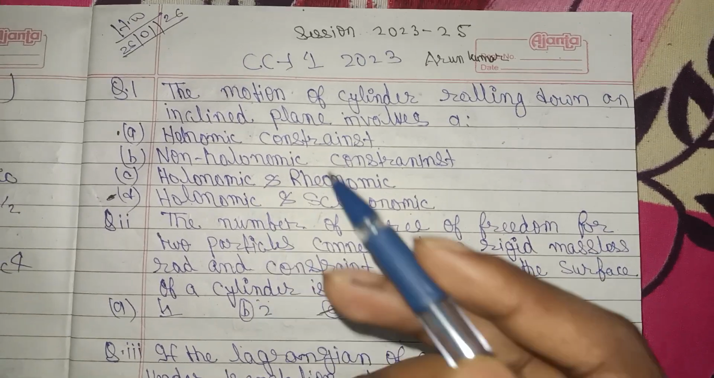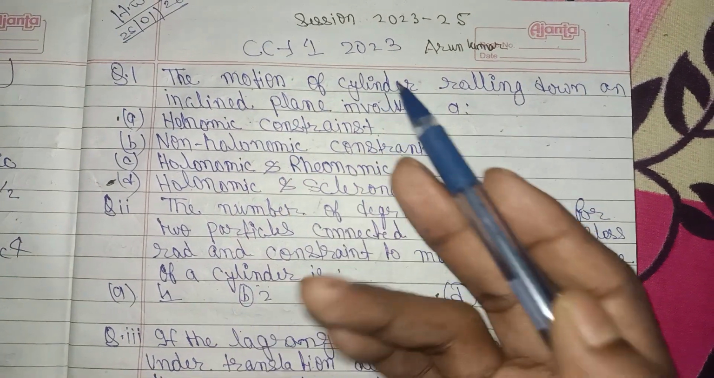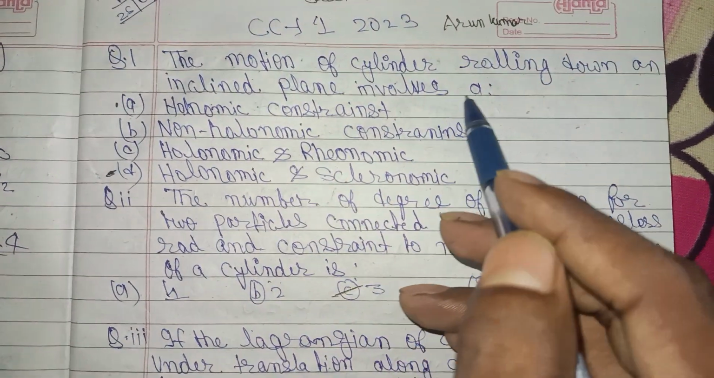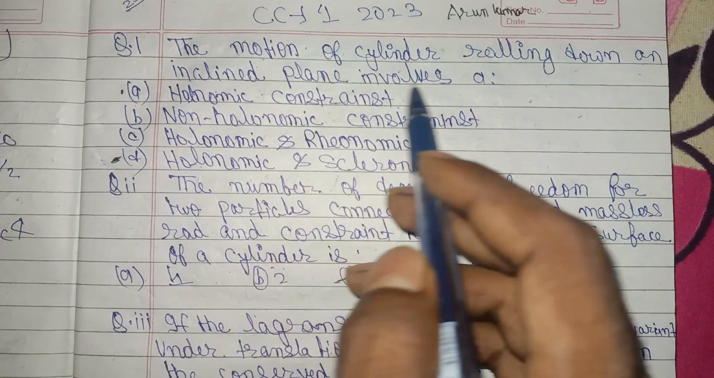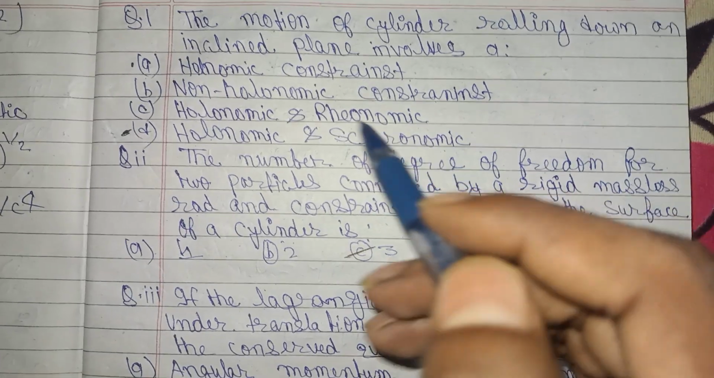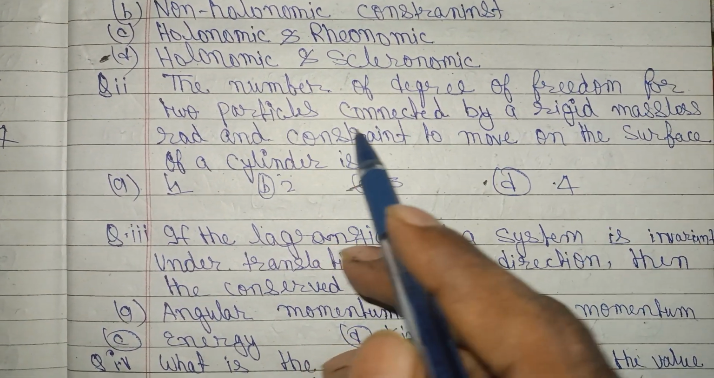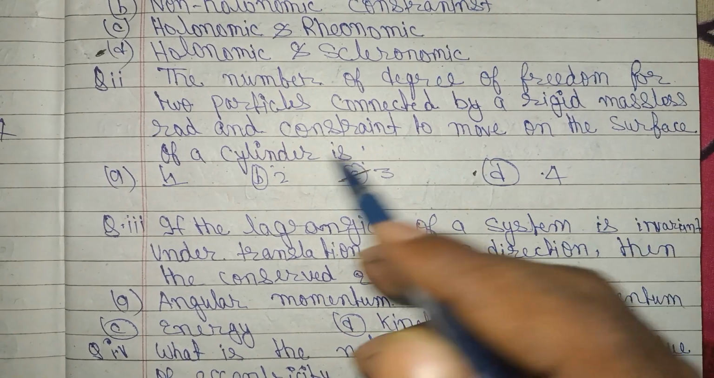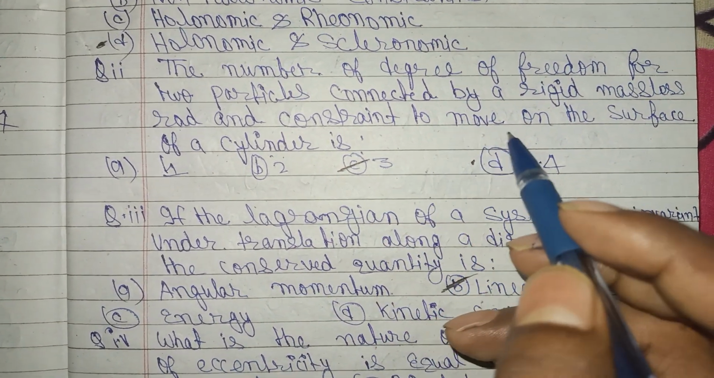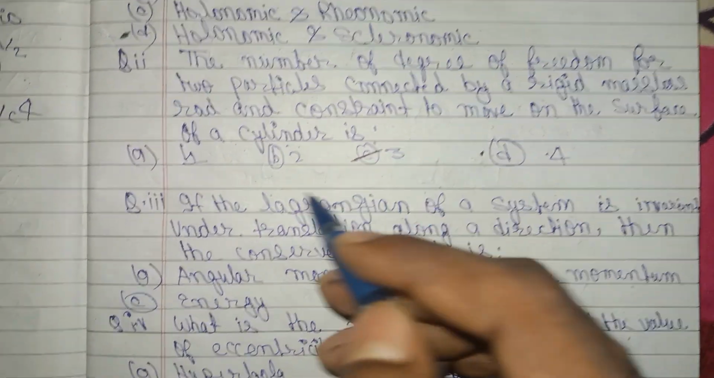Question paper of 2020-25 sessions, 2023. The motion of a cylinder rolling down an inclined plane involves holonomic and scleronomic constraints. Question number 2: the number of degrees of freedom for two particles connected by a rigid massless rod and constrained to move on the surface of a cylinder is 3.